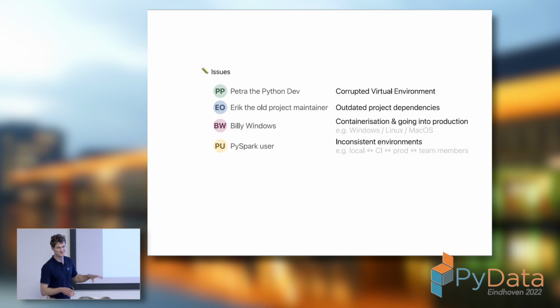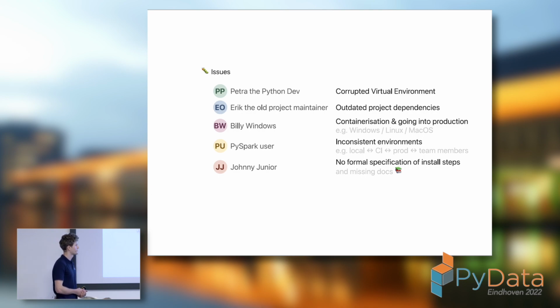Then there was PySpark user, which was called Johnny Jr., but he was actually PySpark user, which has inconsistent environments between local development, the CI environment, production environment, and his other team members. So he wasn't sure why it works maybe for me and not in the CI and also not for you. There were inconsistencies here. And then Johnny Jr., he was trying to onboard, but there were no formal specifications of install steps. Maybe the preference would have been not following this incredibly long README, but having a formal specification to configure his environment, get started quickly, or maybe, yeah, at least have up-to-date docs.